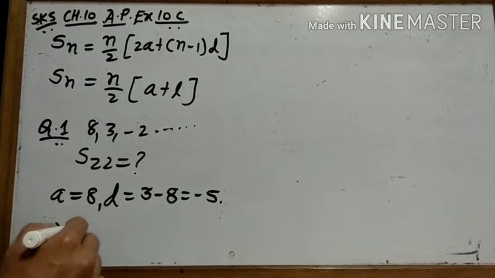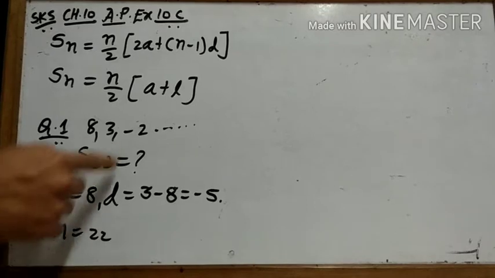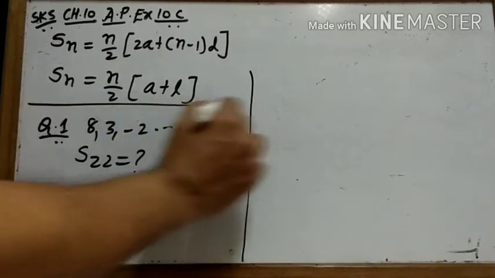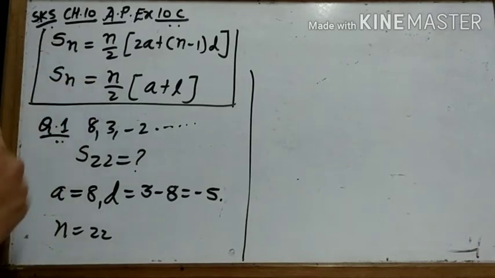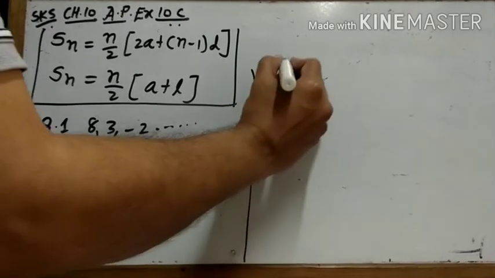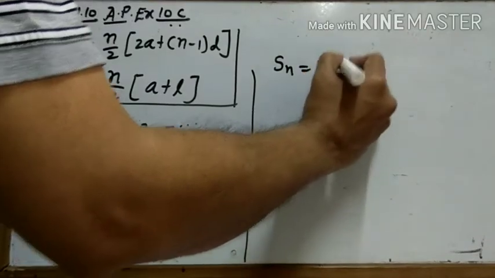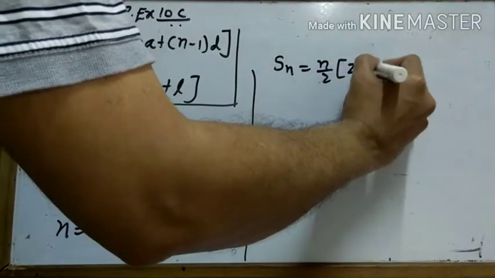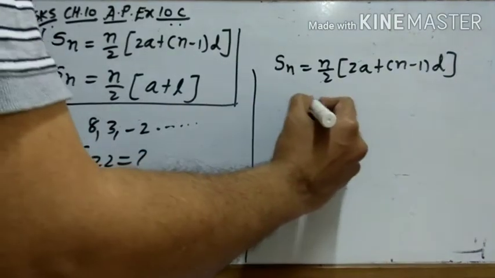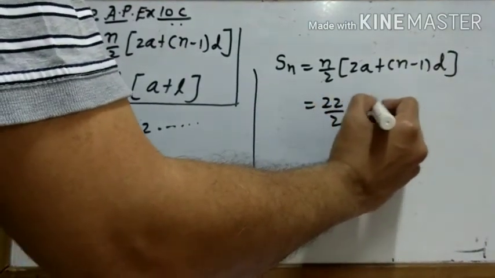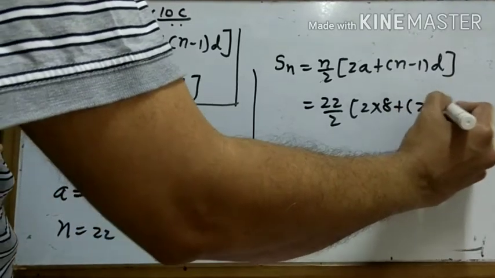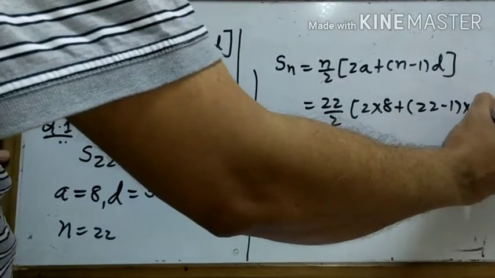We know the value of n as 22, since we are supposed to find out the sum of 22 terms. Now we have to decide properly which formula we are going to apply. Obviously we do not know the value of the last term, hence I cannot utilize this particular formula. I'll utilize the first formula, which states that Sn is equal to n by 2 into 2a plus n minus 1 into d. Now we already know n as 22, so 22 over 2 bracket open 2 into a value 8, 2 into 8 plus 22 minus 1 into d, common difference we know as negative 5.